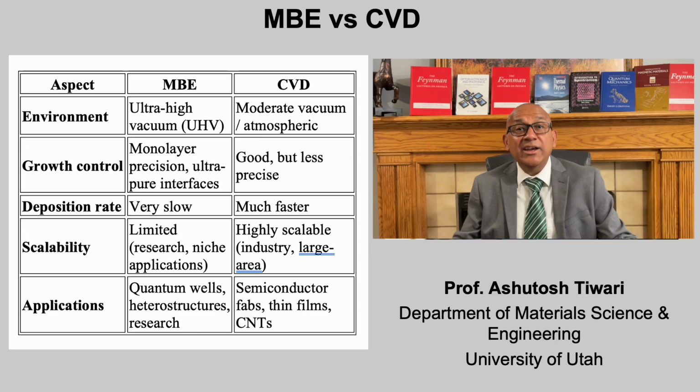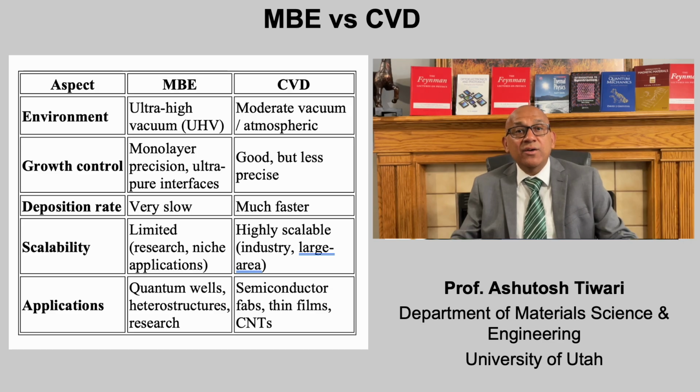CVD, on the other hand, is much more scalable, widely used in industry for large area thin films, nanotubes, and graphene. It offers good control, but not at the atomic level precision of MBE. In short, the trade-off is precision versus scalability, and the choice depends on the application.